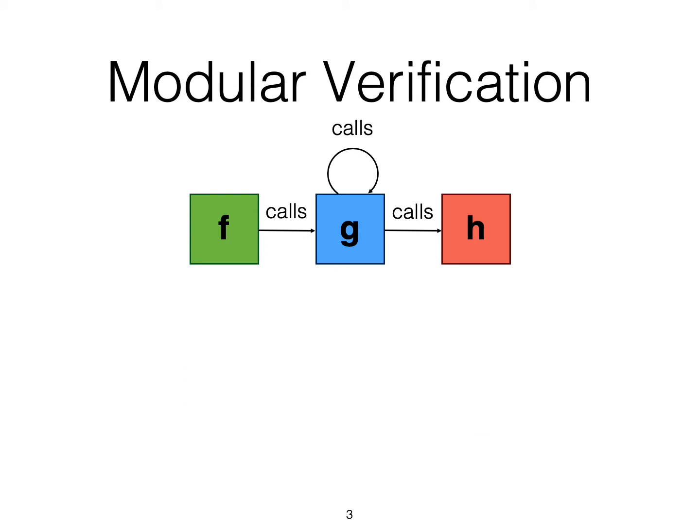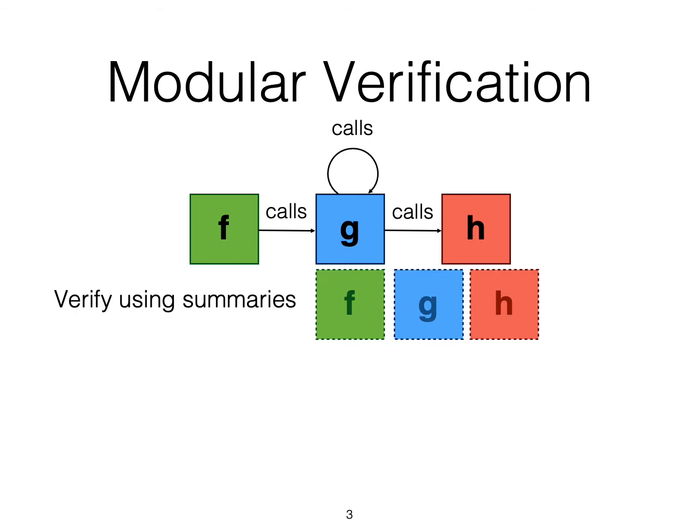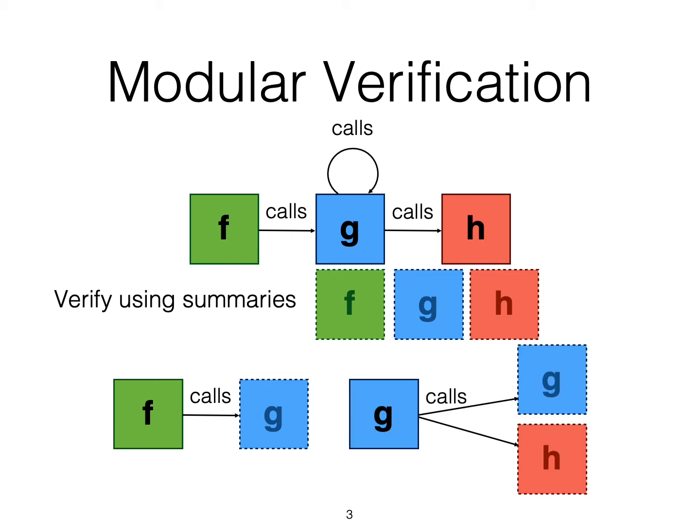We can now use these summaries in performing verification. For example, we can consider verifying a property of F, and in doing this, use a summary for G to abstract away its implementation details. We can similarly analyze G while abstracting its callees with summaries.